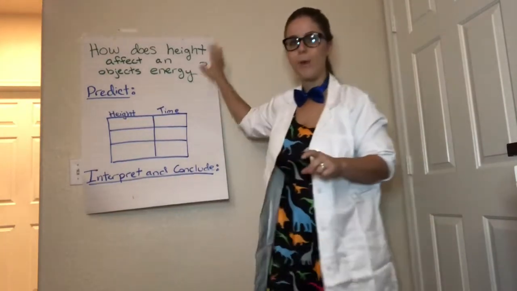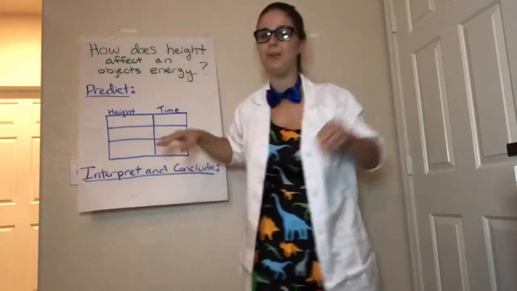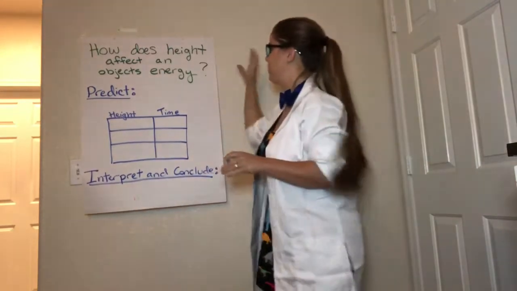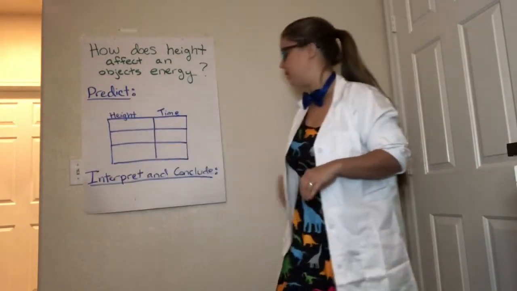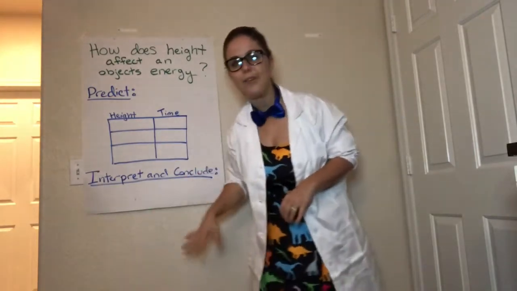I want you to write on a piece of paper. I want you to make your paper look just like my paper. My paper has the question at the top. It says the word predict. It's got a table. It says interpret and conclude. We're going to go over everything on this paper.